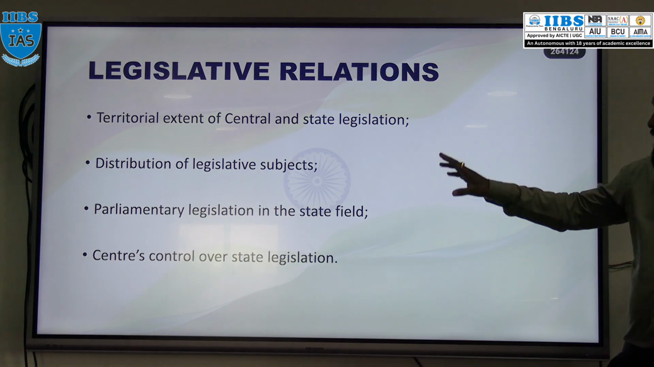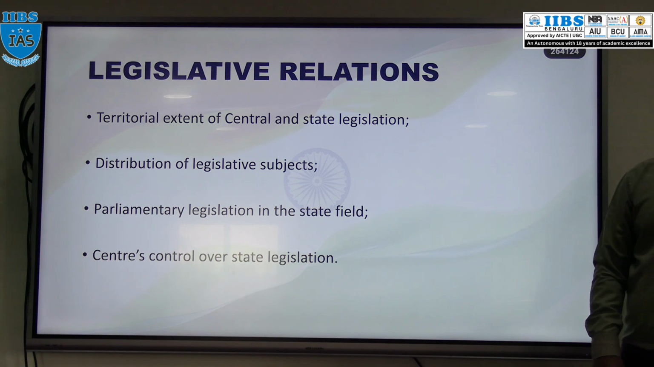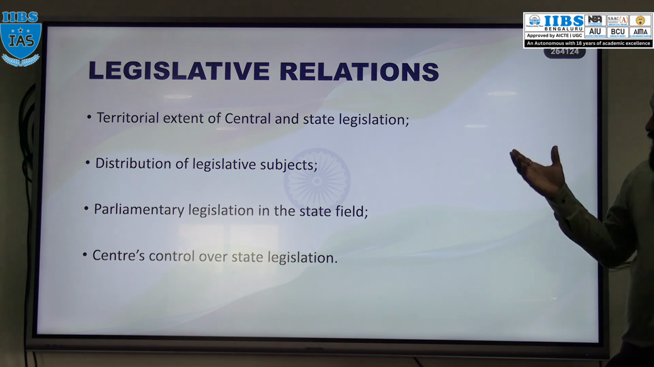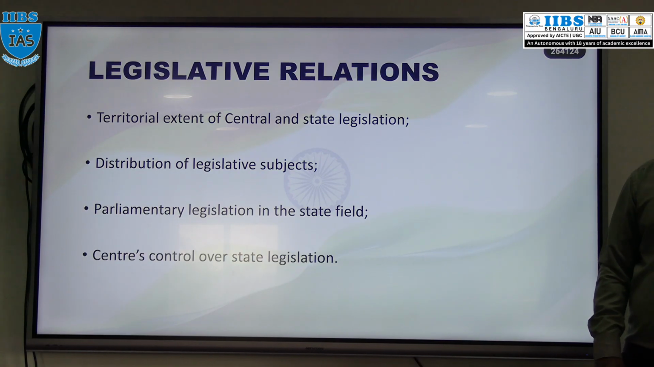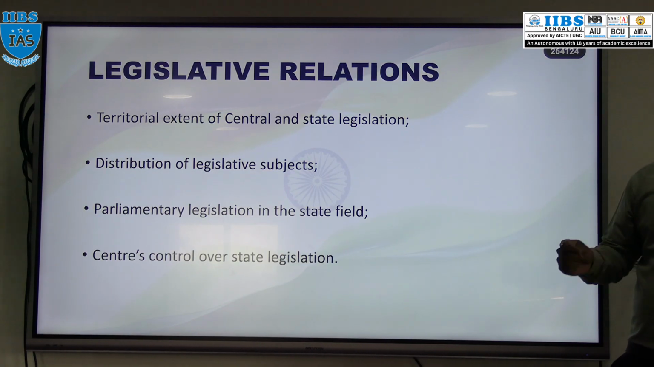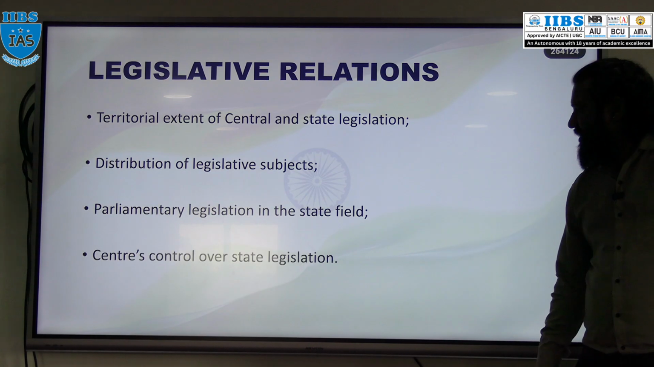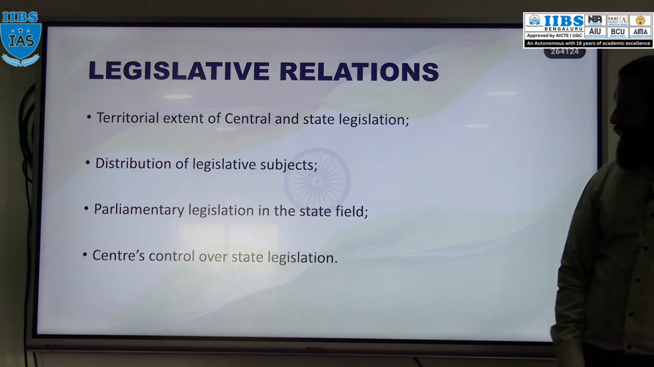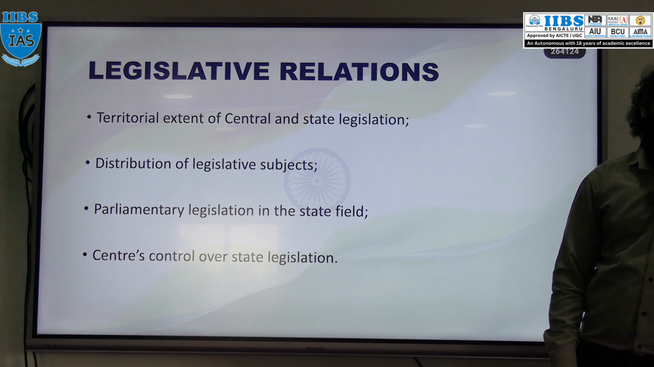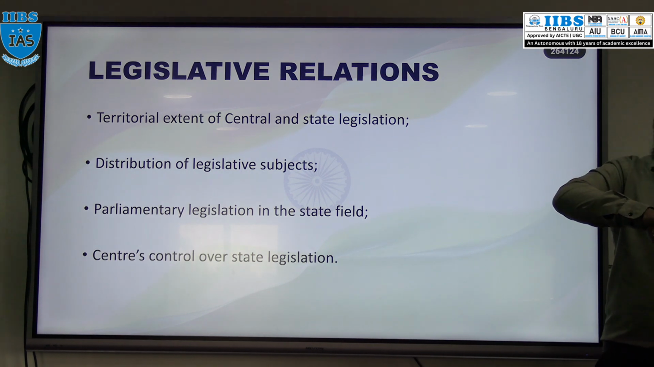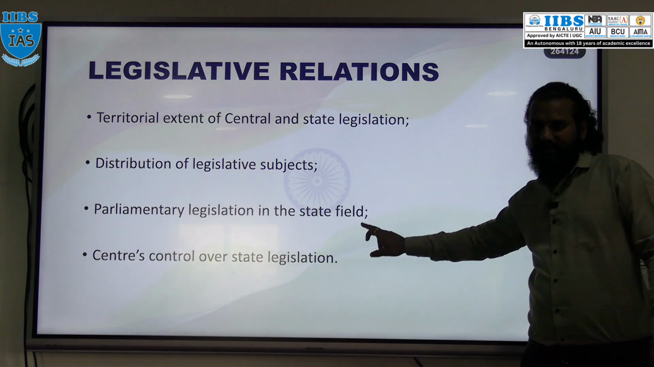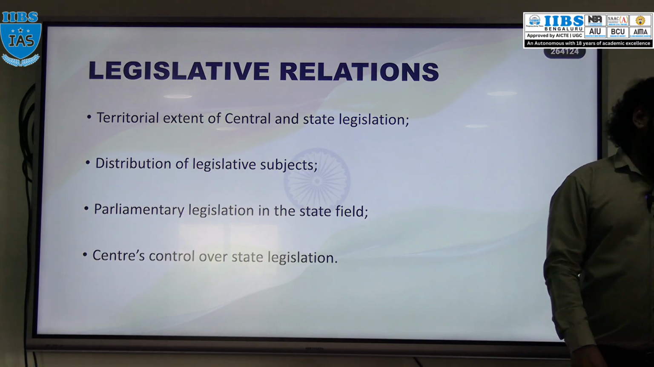What are those? First, territorial extent of central and state legislation. That means the law which is made by the central government and state government, where it is applicable, what is the limit and all those things. Then distribution of legislative subjects. We discussed union list, concurrent list and state list. Then parliamentary legislation in the state subject, and central control over state legislation. That means involvement of the central government in the state legislature. These 2 points are like that. Got it? So one by one we will discuss.